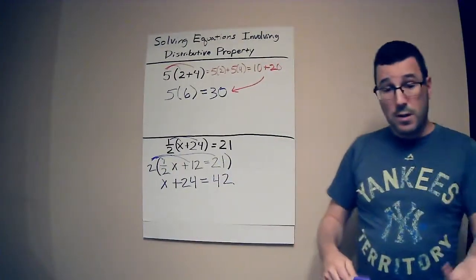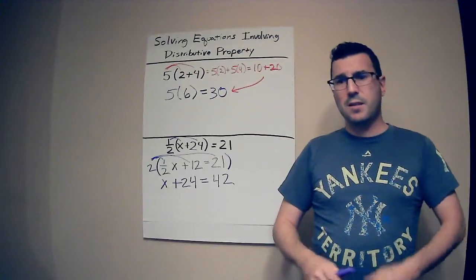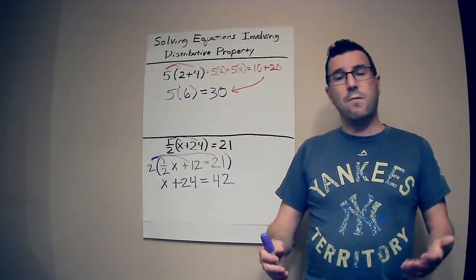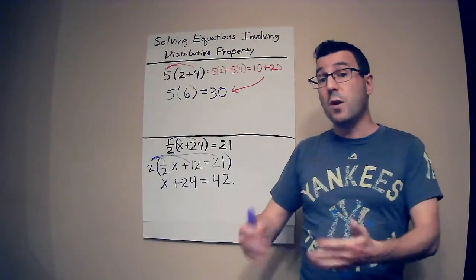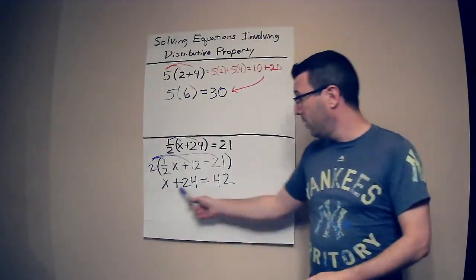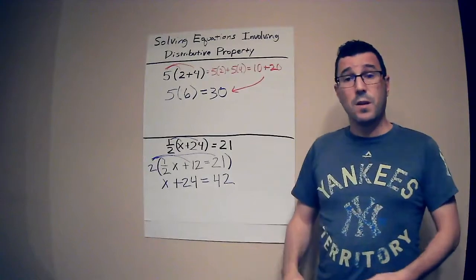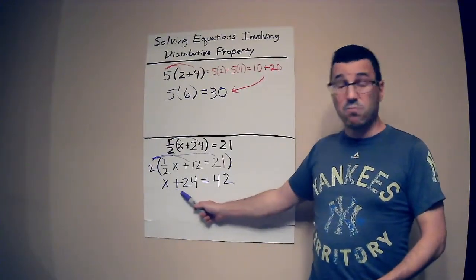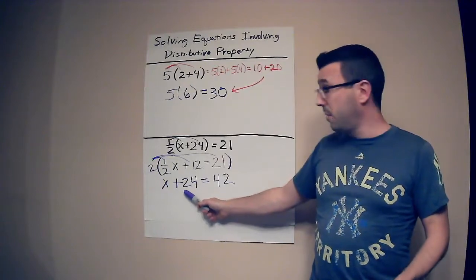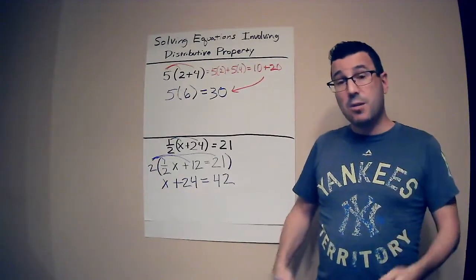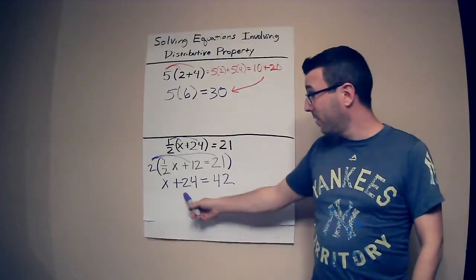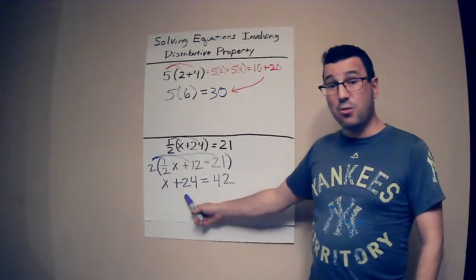So what I would then do, there's more questions I would ask. The next question I would ask is, are there like terms on one side of the equal sign? No, there aren't. Is the variable on only one side of the equal sign? Yes, it is. If it is, I don't have to do anything more. Is there addition or subtraction on the same side as the variable? There is. I'm adding 24.